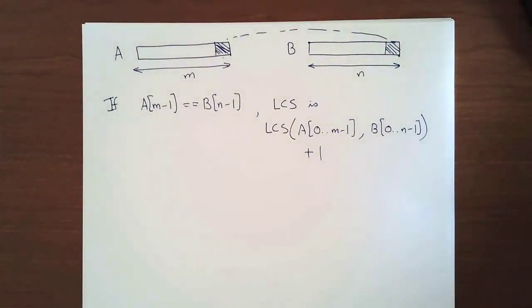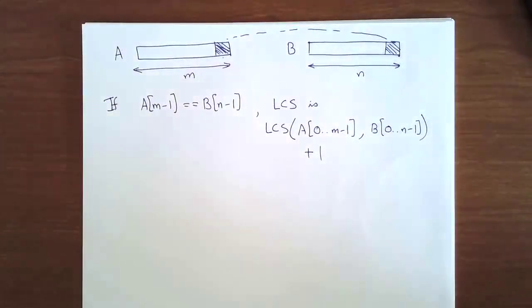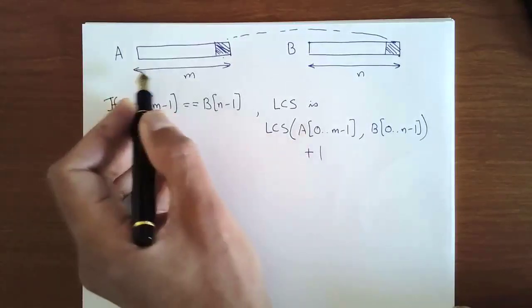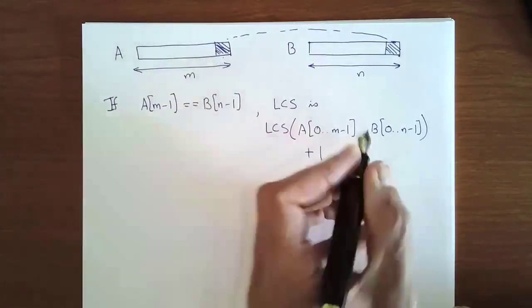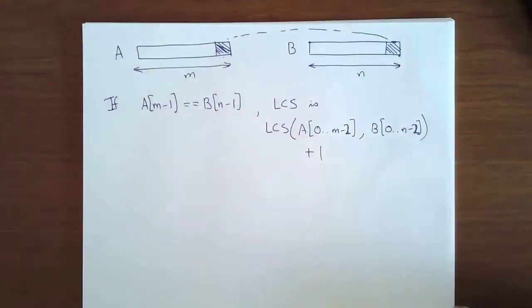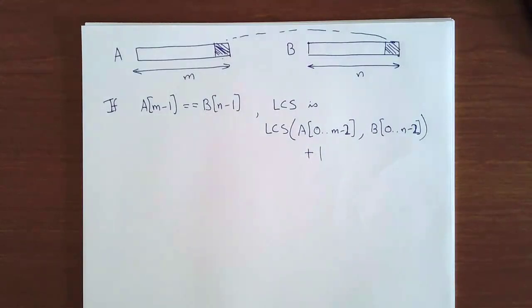Any guesses? Someone said can't double count on recurse. Not sure what you mean. I'm just saying, why is it the case that I should do a recursive call for LCS m minus, I should say m minus 2, I'm sorry. Right? I'm reducing the index by 1.